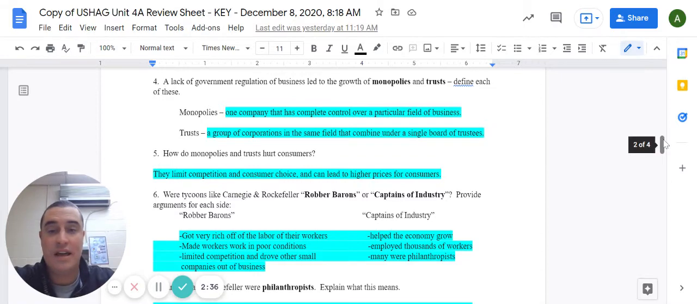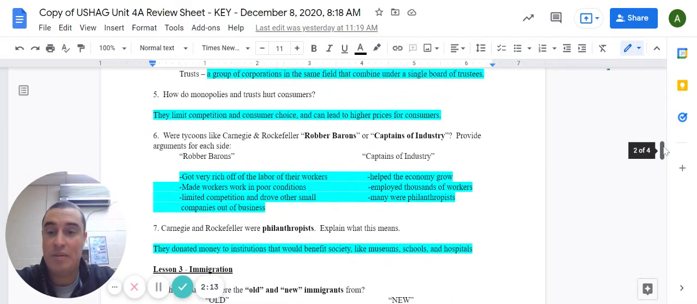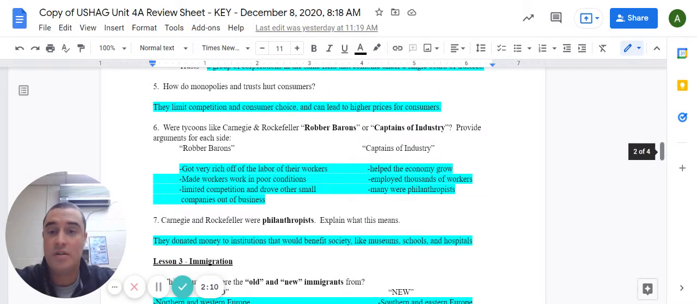Number four, this lack of regulation led to the growth of monopolies and trusts. A monopoly is when one company essentially controls the entire marketplace or entire field of business for a certain product. And a trust is when there's a group of corporations in the same field combined together under a single board of trustees. So, monopolies and trusts are very similar in that one big business controls much of the market for a certain product. Number five, how do these monopolies and trusts hurt consumers or customers? Monopolies and trusts limit competition, they limit consumer choice, and they can also lead to higher prices for buyers.